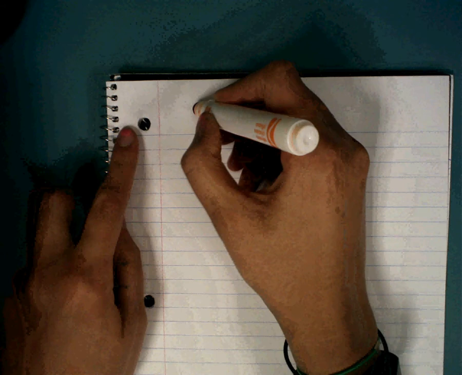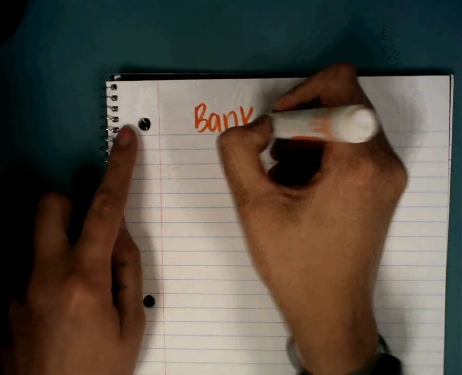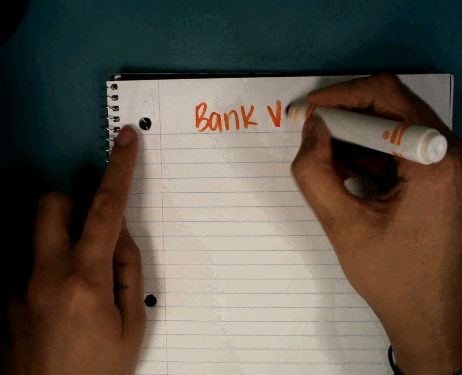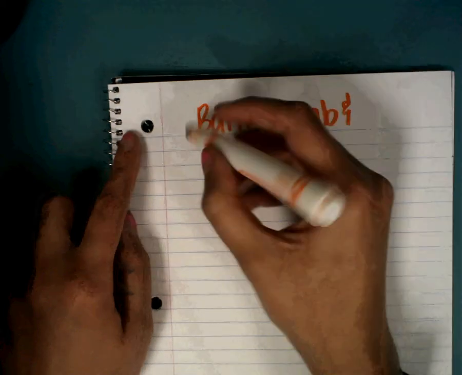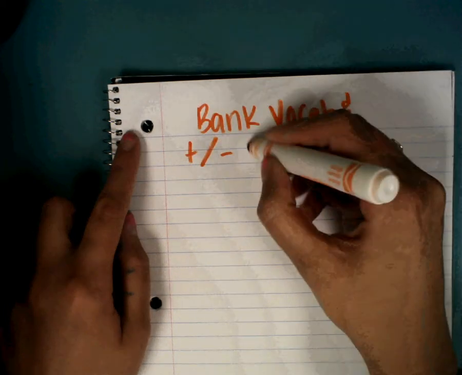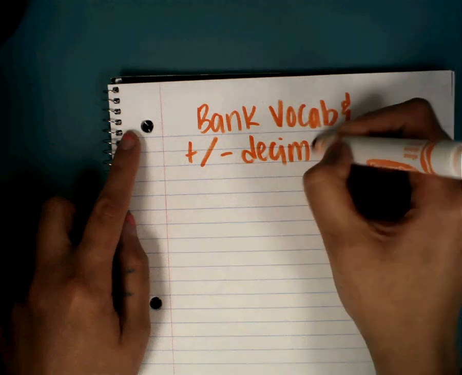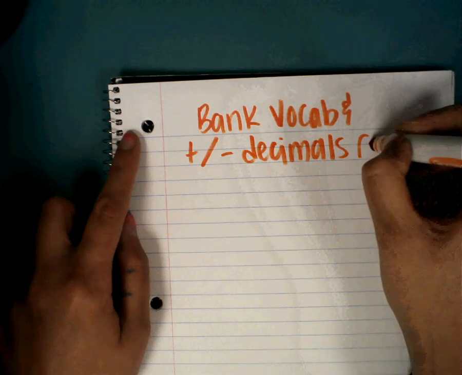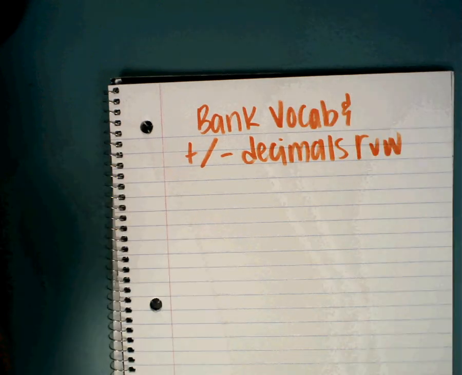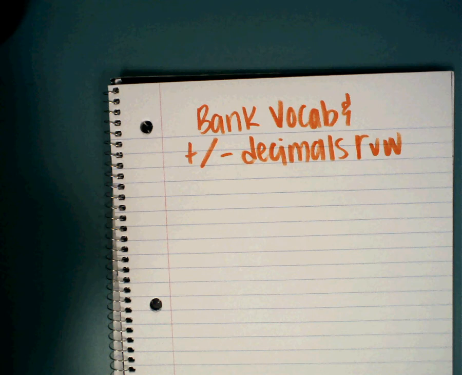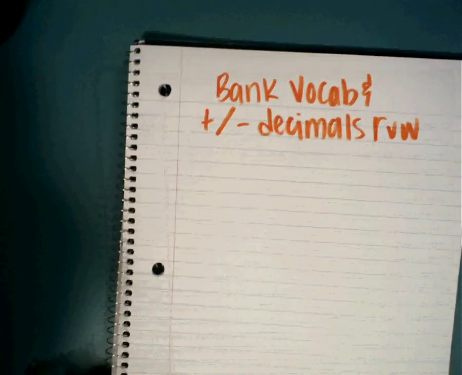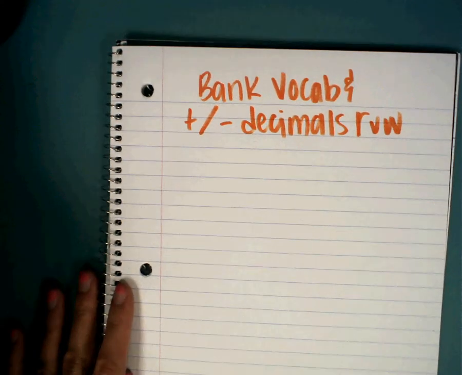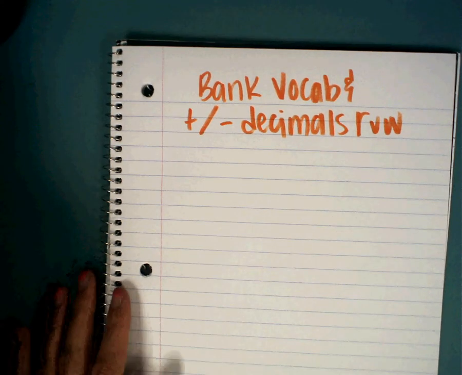So the title of your journal entry today is Bank Vocabulary, so vocab, and adding, subtracting, decimals. RVW means review, okay? So most of us struggle with adding and subtracting decimals, and we really just need to practice just a couple of problems and just learn some new vocabulary.